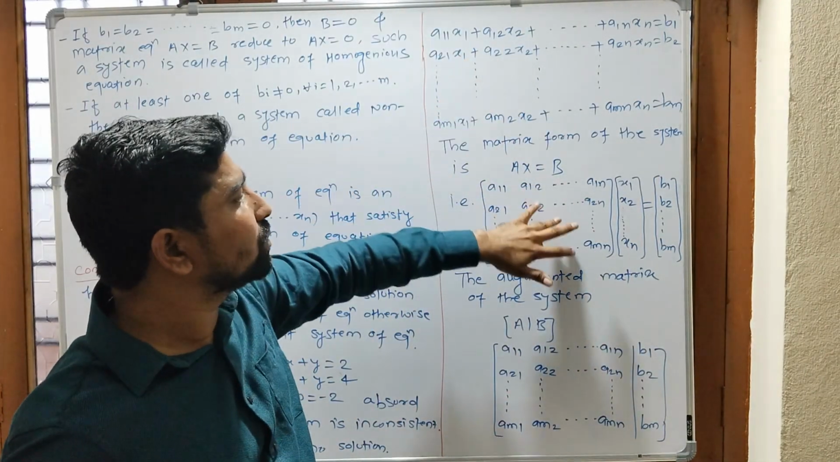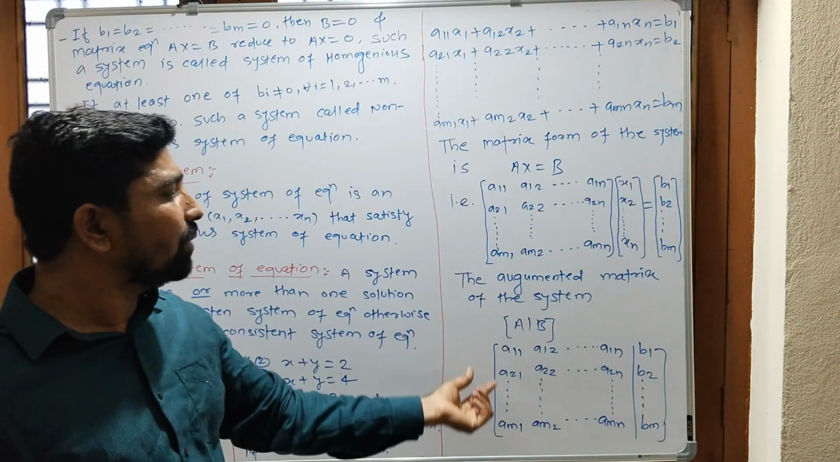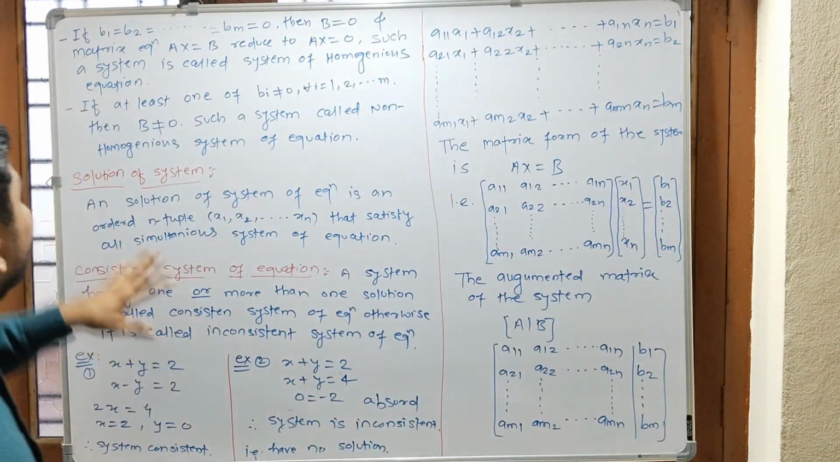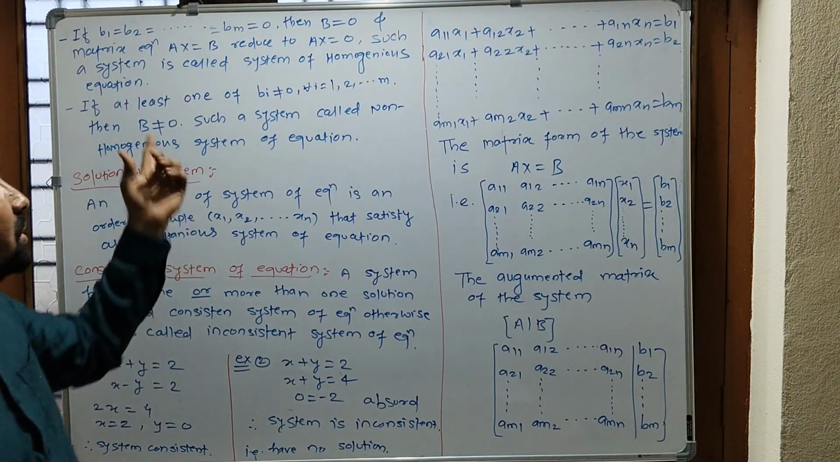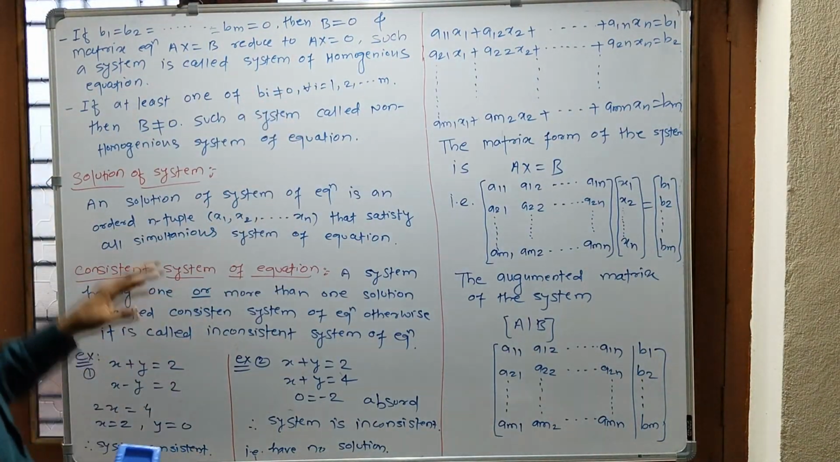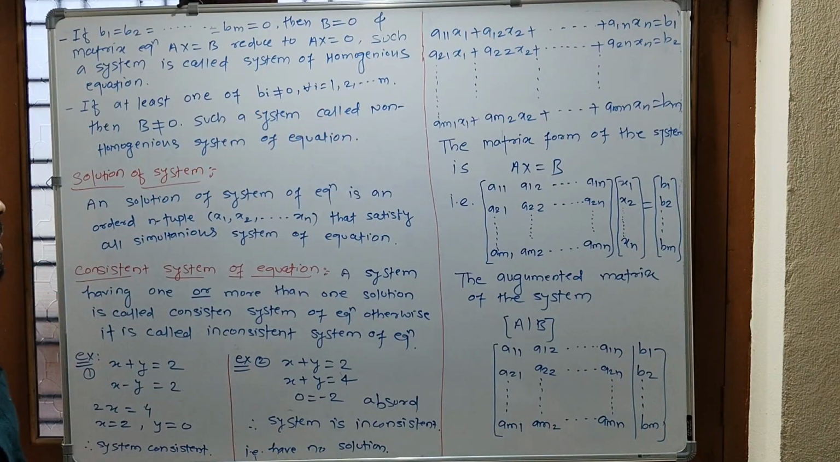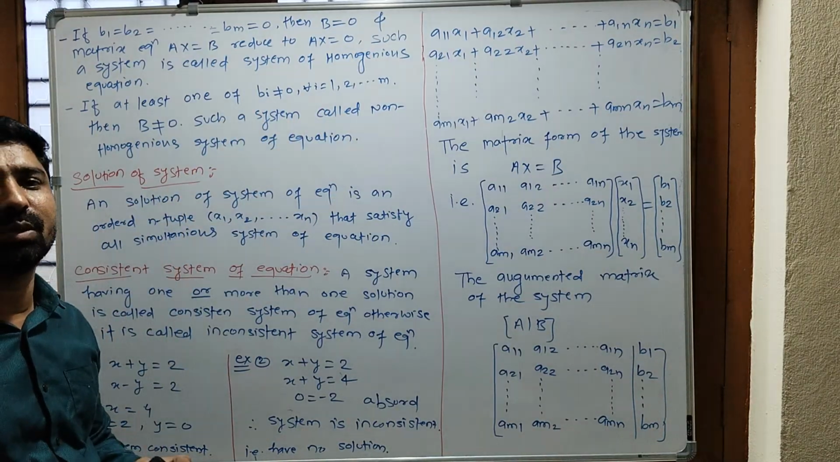इस सिस्टम को हम मैट्रिक्स फॉर्म में इस तरह लिखते हैं, and the augmented matrix of this system is this. Here it is said, if all the bi's are 0, that system is called a homogeneous system of equations, and if at least one of the bi is non-zero, that system is called a non-homogeneous system of equations.